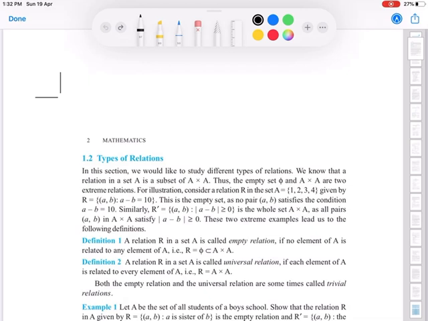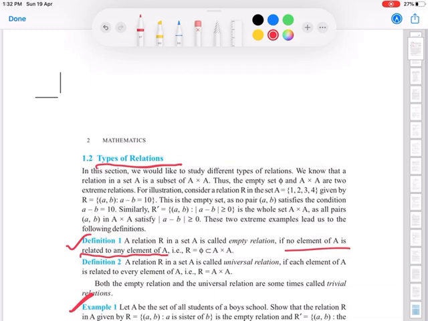If we see here, they are talking about types of relations. The first definition they have given us is of the empty relation. An empty relation means no element of A is related to any element of A. They have given an example also. They are saying let A be the set of all students of a boys school. Show that the relation R in the set A given by R = {(a, b): a is a sister of b} is the empty relation.